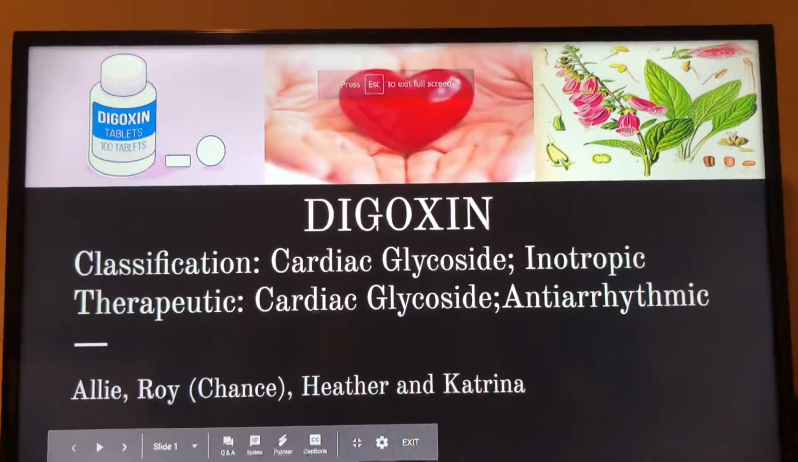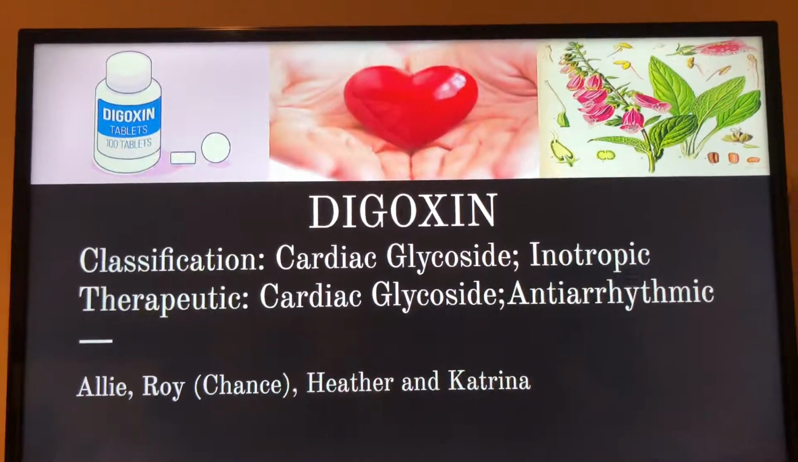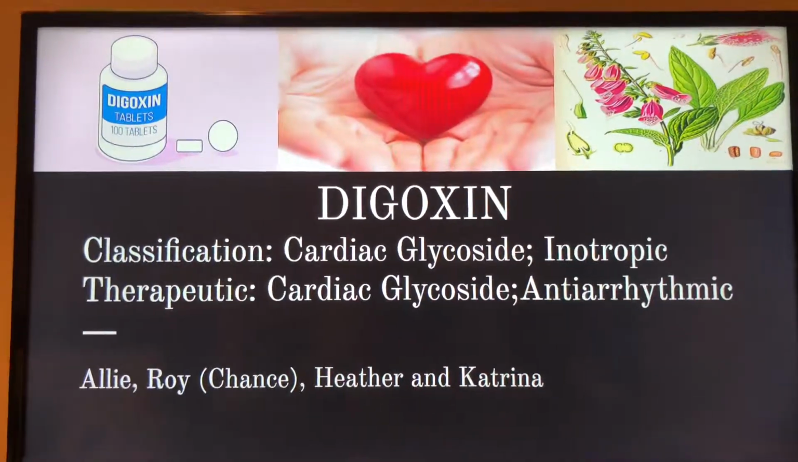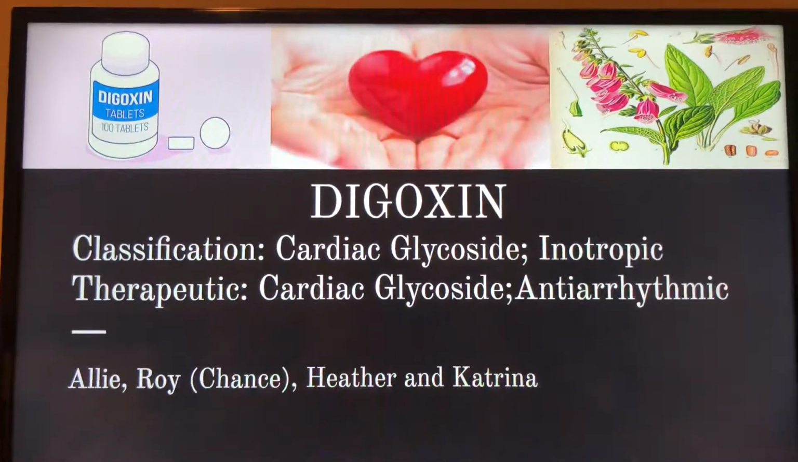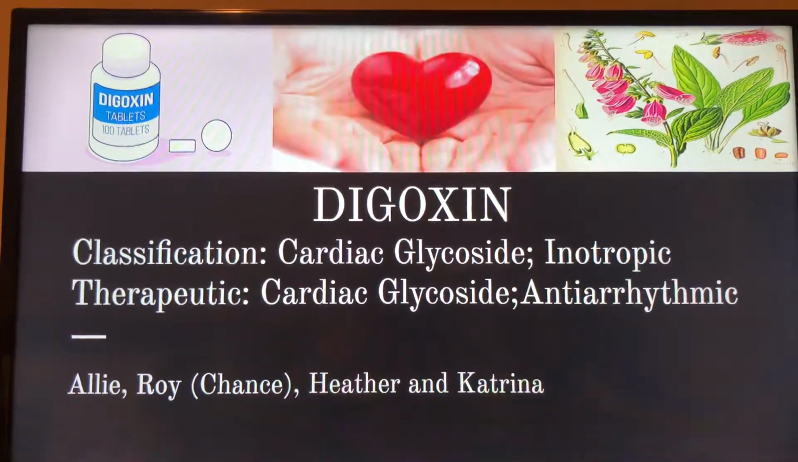Hello. Today we are going to be teaching about the drug digoxin. Digoxin is a cardiac medication derived from the plant foxglove. Its classifications are cardiac glycoside and inotropic, and the therapeutic classes are cardiac glycoside and antiarrhythmic.